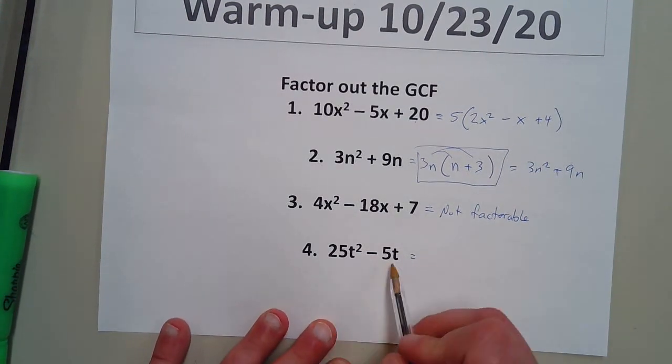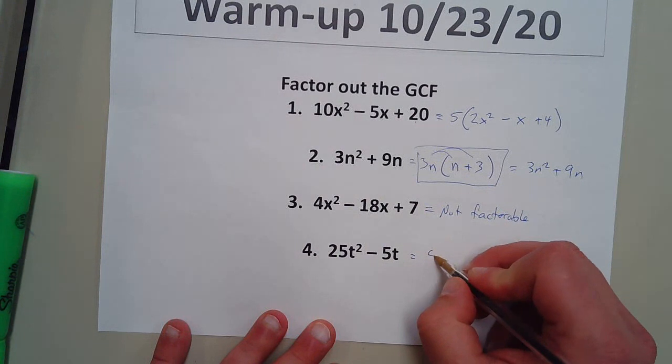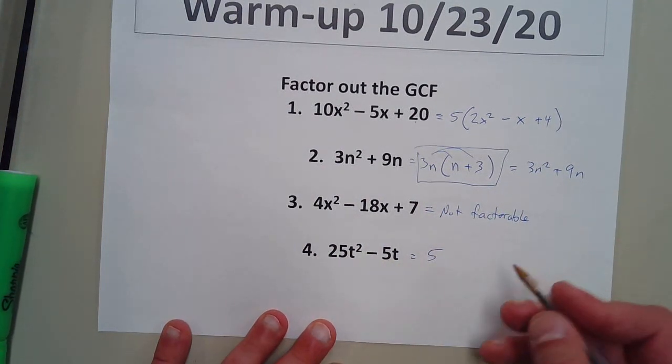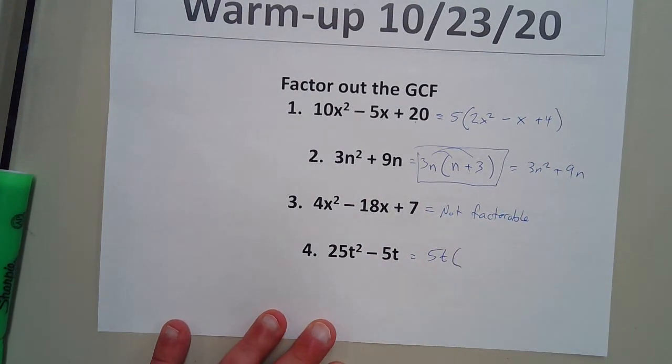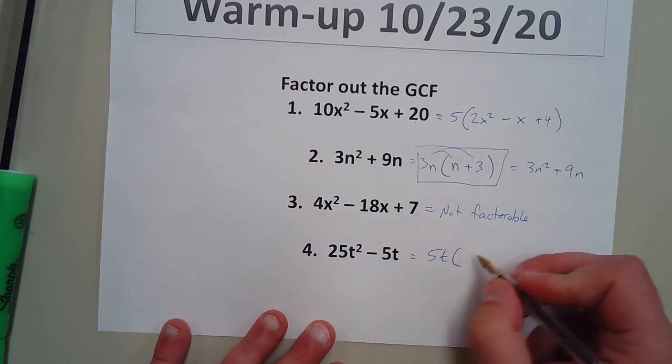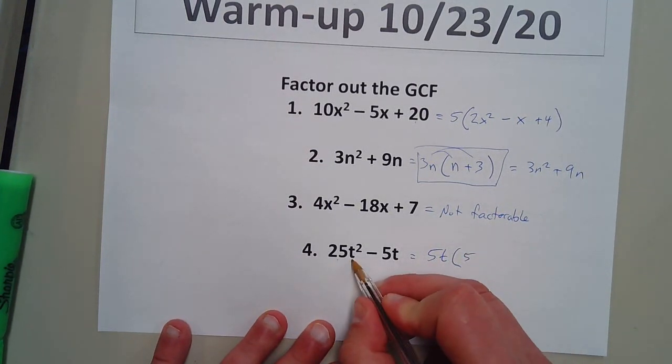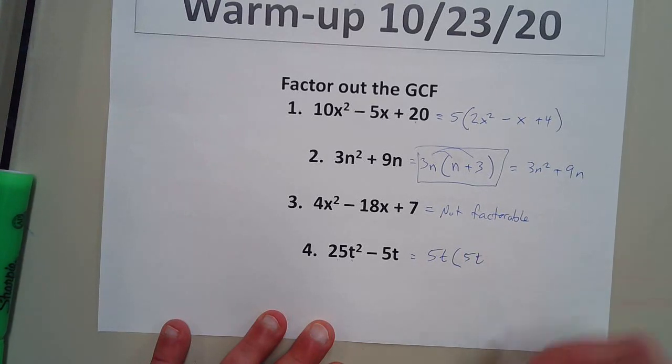All right, so now we move on. In this case, coefficient-wise, definitely a 5. And then variable-wise, there is a t in each of those. So we can take 5t out of both parts. So divide that by 5, you're left with 5. You divide this by t, you're still going to be left with a single t.